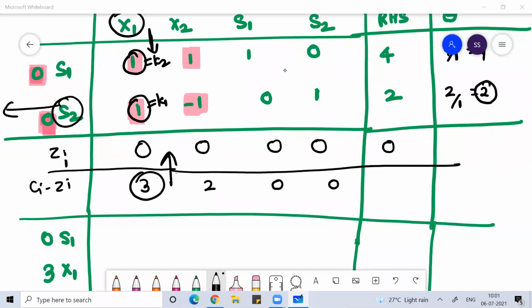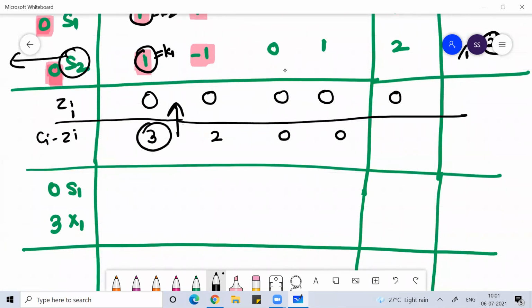Whatever your pivot element is, divide all the elements of your row by that pivot element. One is your pivot element, so there will not be any change. Any number divided by one will remain the same: 1, minus 1, 0, 1 and then 2. To find the row of x1, we divide all the elements of the row s2 by the pivot element.